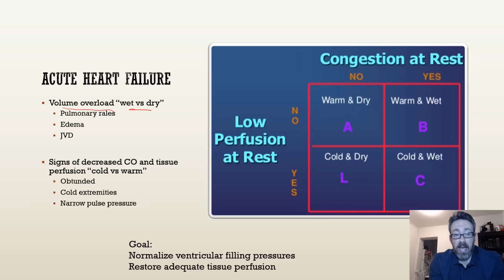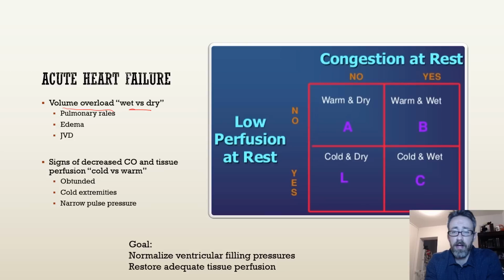Signs of decreased cardiac output and perfusion lead to cold versus warm. So you're going to touch the patient and feel if they're cold or warm. Do they have cold extremities? Do they have a narrow pulse pressure, meaning it's poor cardiac output? If you're not ejecting much, the pulse pressure itself goes down. And they could be obtunded. In other words, they could be confused, with changes in their mental state due to poor cardiac output. These are all signs of what we refer to as being cold, or poor perfusion, versus warm, which would be our normal state.